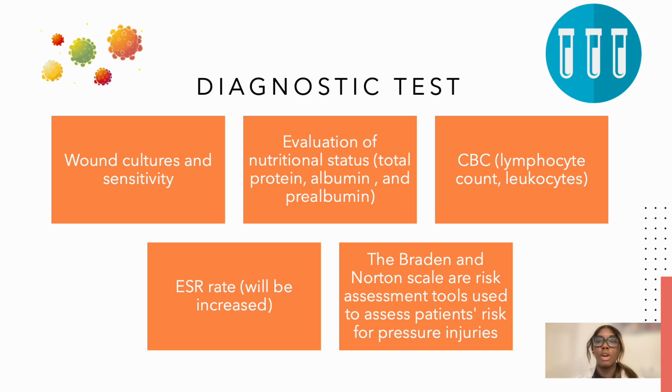So typically in our malnourished patients, you'll have a decrease in lymphocytes. And then in our patients who might have an infection and active inflammation, you'll have an increase in leukocytes. You could also do a SED rate and then the Braden scale and Norton scale. These are two assessment tools that are used to assess patients' risk for developing a pressure ulcer.